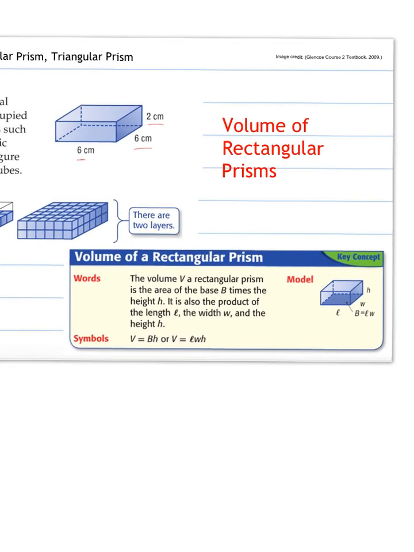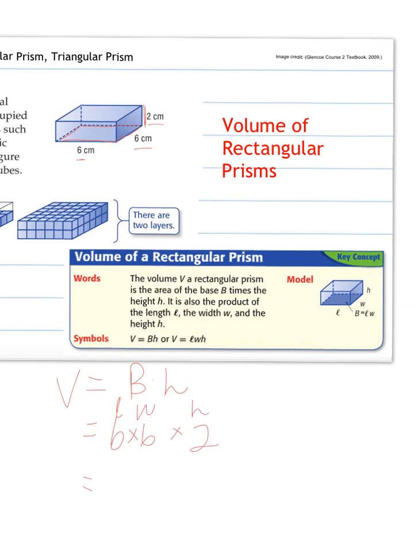Okay, so to find the volume of a rectangular prism, you take the area of the base times the height. It is also the product of the length, the width, and the height. So you find the area of the base, being this bottom rectangular portion here, and you multiply it by the height, being the 2. So on this one, the area of the base would be 6 times 6, times the height, which is 2, which is the same thing as the length, width, and height.